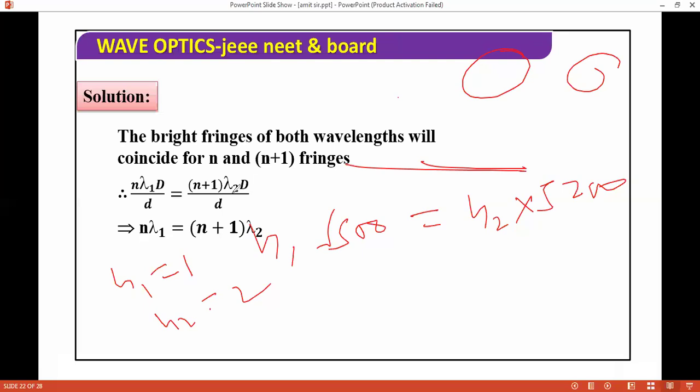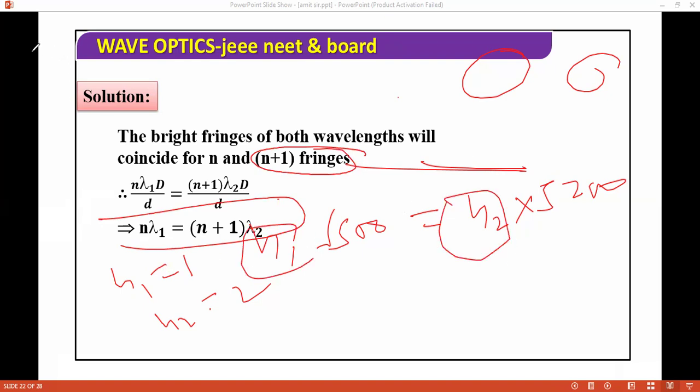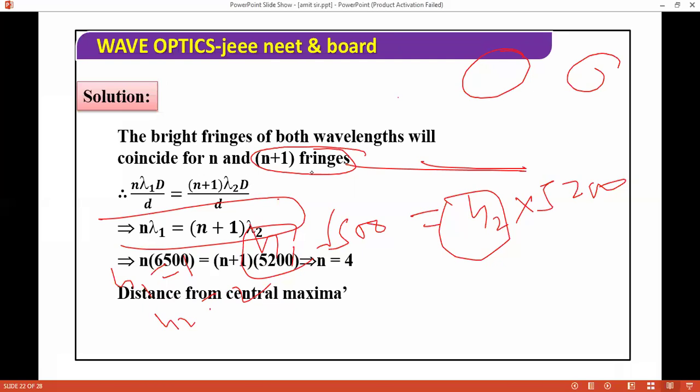So here you can keep in mind that the bright fringe for both the wavelengths will coincide for the n plus one fringe, and you can solve it like that, or you can solve it using n1 and n2. From here you can also find out the values. No issue. If you put in the values, n will come out equal to 4.